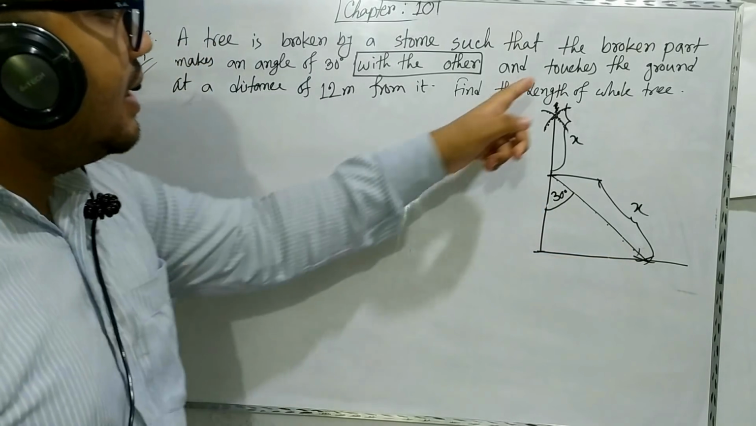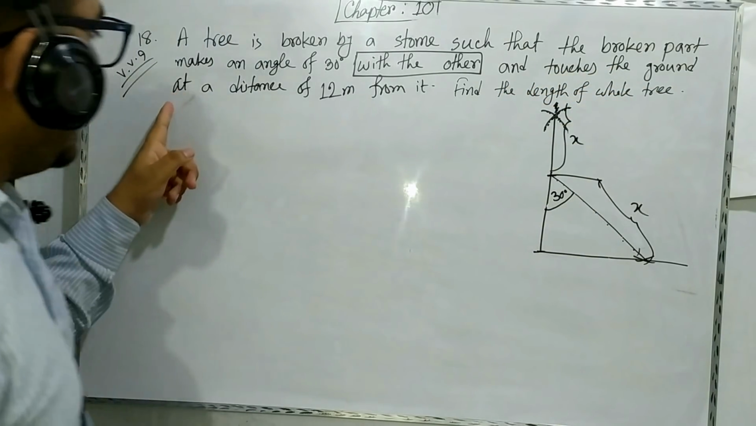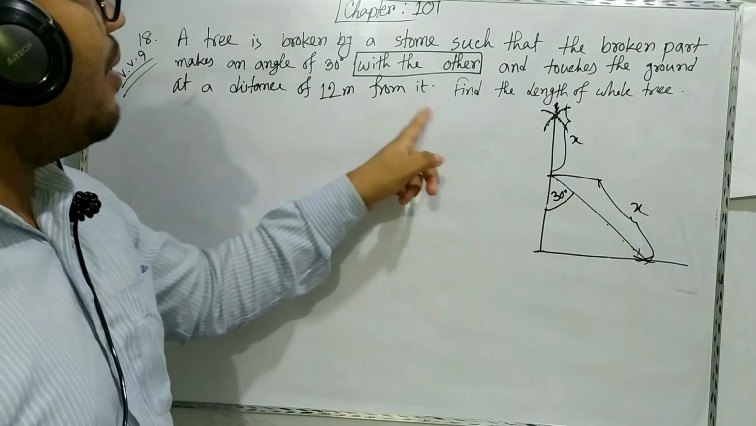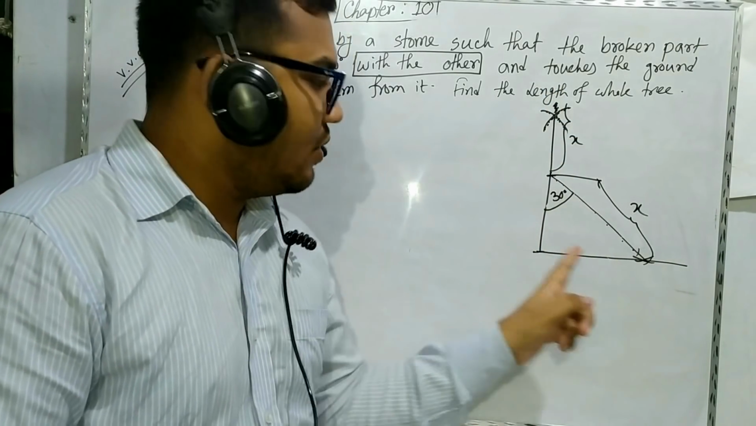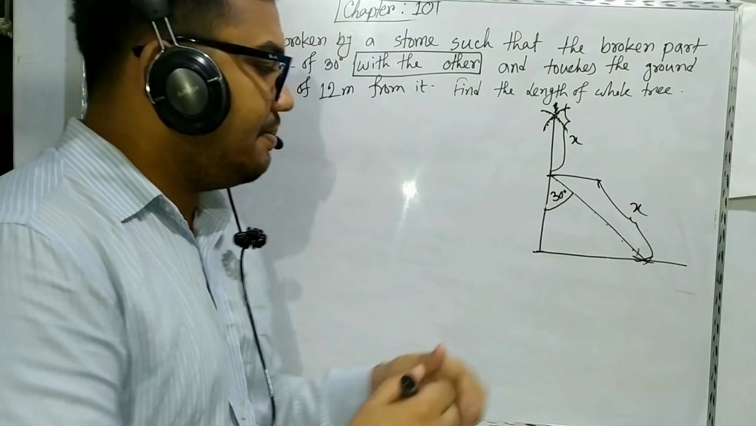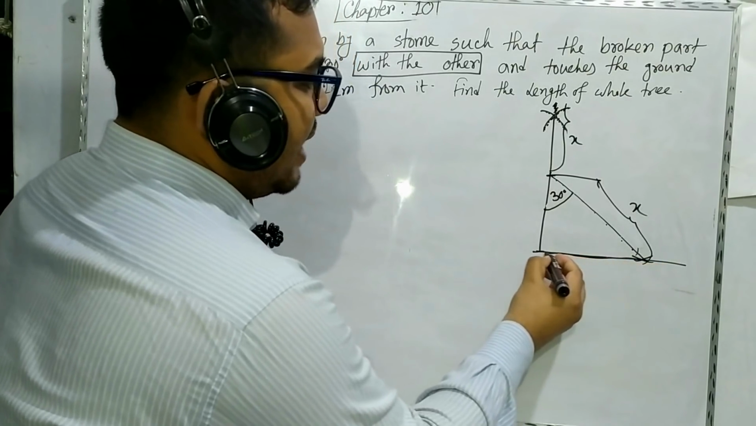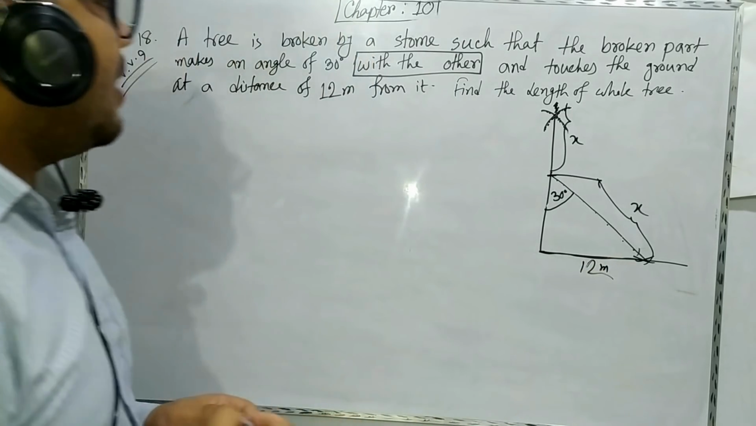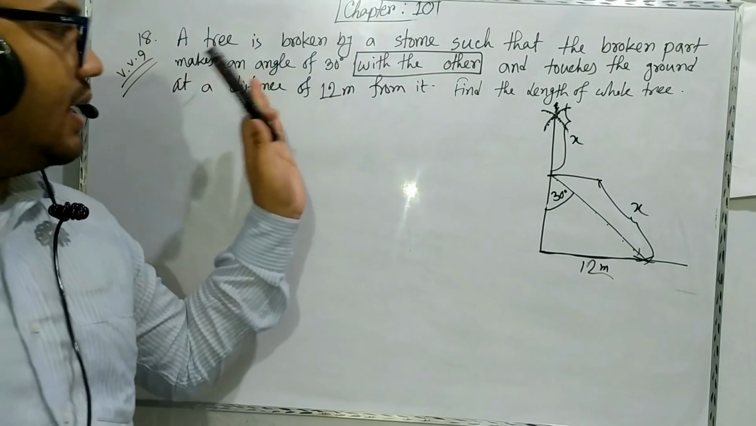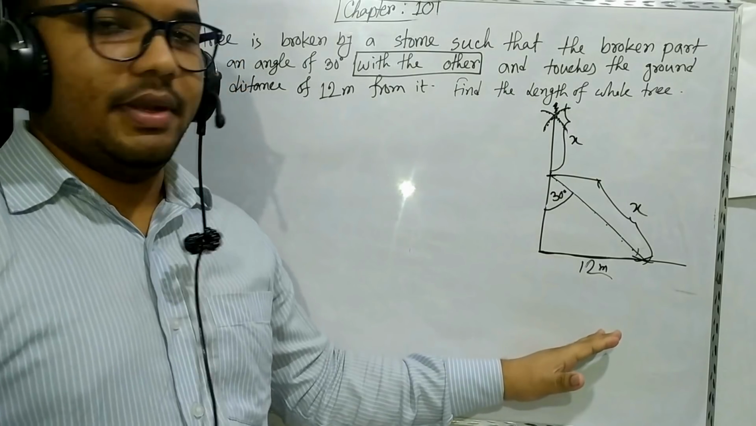The second part is that it touches the ground at a distance of 12 meters from it. That means this broken part touches the ground at this distance from it. Here is given the value of this part, and this part is 12 meters. Clear? Actually these are all given.